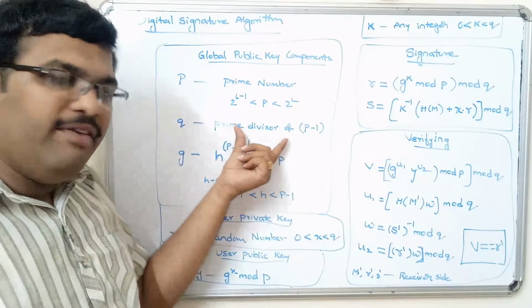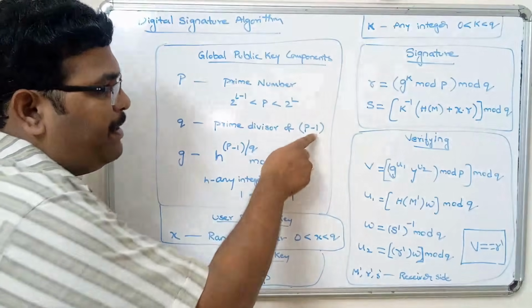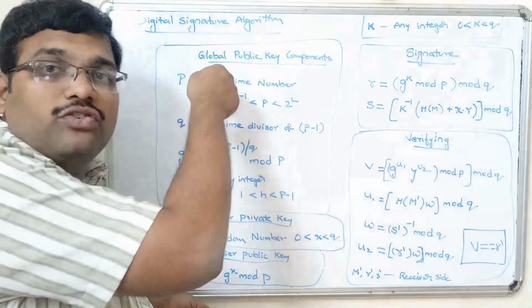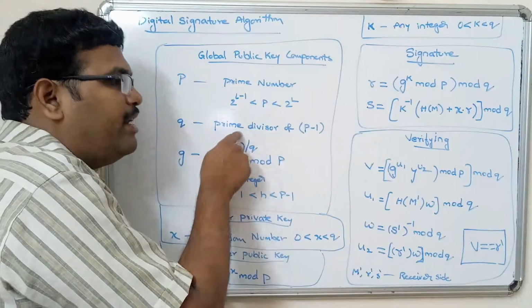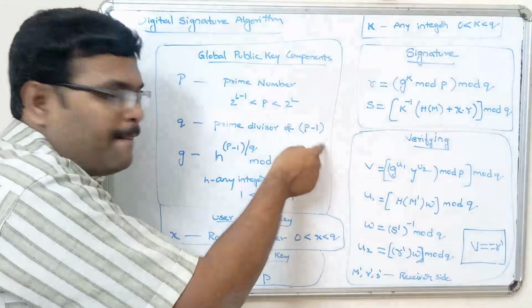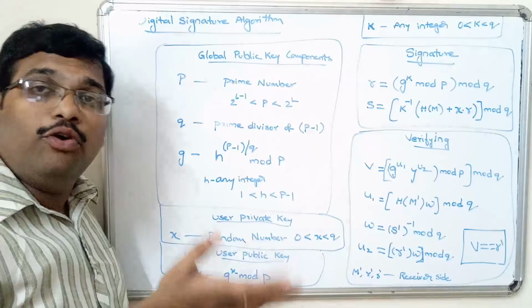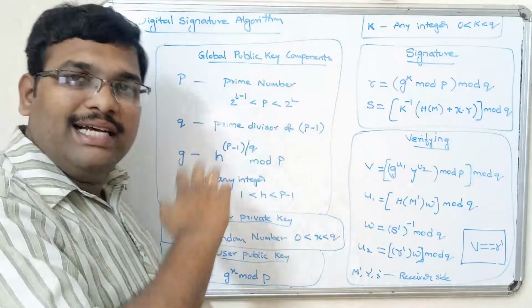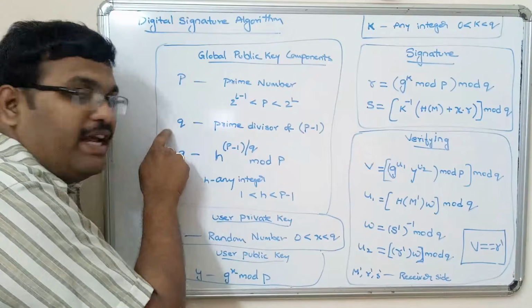Next, Q is a prime divisor of P minus 1. Here you have to observe it is P minus 1. If it were a divisor of P, since P is also prime, there would be no divisor. So Q is a prime divisor of P minus 1. And G is a global component which is used at both the sender and receiver side. All these three components are used at both sender and receiver side. G is a combination of both P and Q.